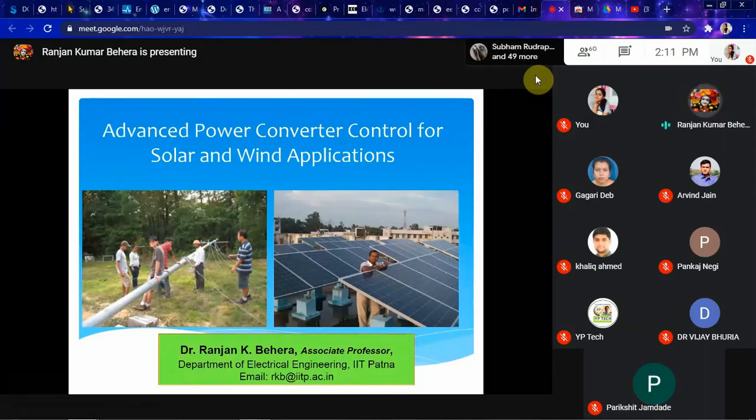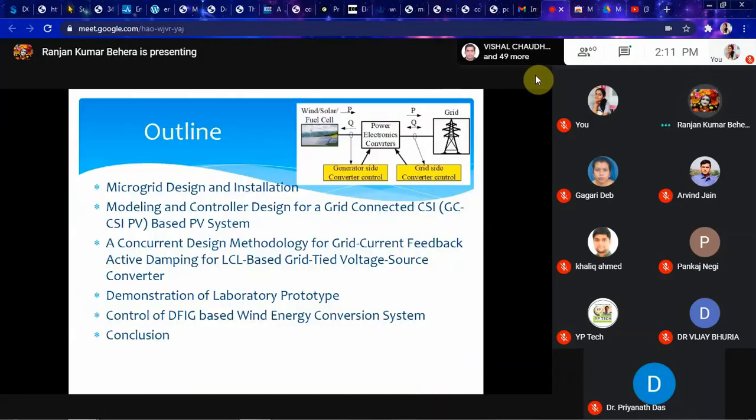So today I will discuss a few projects also, what the challenges are and how we took care of them. And today we will discuss some advanced power converter control. Generally we know the control, everybody knows power converters and what control is, but what is new, we will see today.